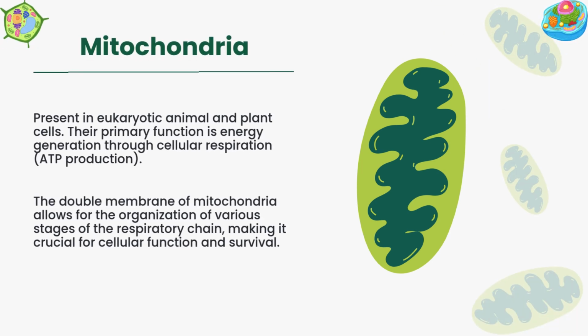You have the mitochondria. This is present in eukaryotic animal and plant cells. Their primary function is energy generation through cellular respiration. So that means it's ATP production. We're going to talk about that a little bit later in this unit. So, the double membrane of your mitochondria allows for the organization of various stages of the respiratory chain, making it crucial for cellular function and survival.